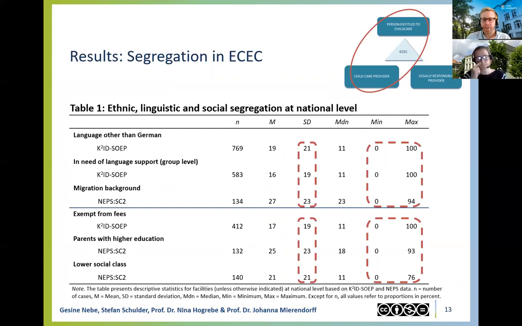The standard deviations are almost similar to the mean values, and the minimum and maximum values range from 0 to 76% and even often up to 100%. This speaks to clear differences in composition between facilities. For example, the sample thus includes facilities in which no child speaks a language other than German, but also facilities in which all children have a non-German language of origin.